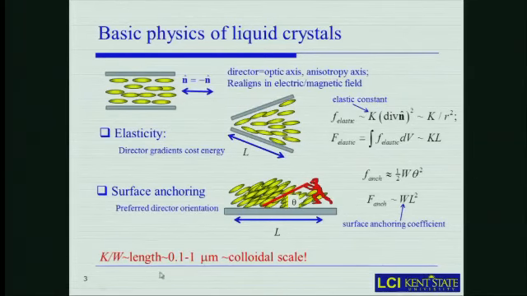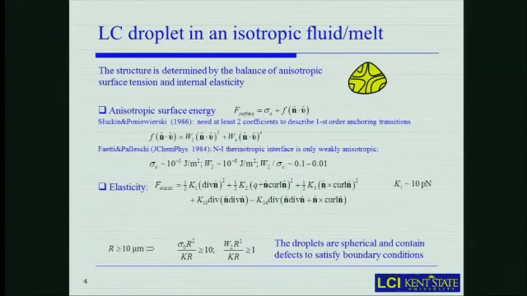What is interesting is that K over W has the dimension of length, and it just happens that for so-called thermotropic liquid crystals, those formed by pure compounds that are heated from the crystalline phase, this length is in the range between about 0.1 and 1 micrometer. It's a kind of surprising result, and it immediately brings liquid crystals into the domain of colloidal science to some extent, as you would see later.